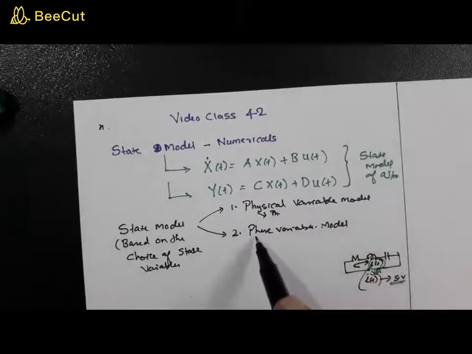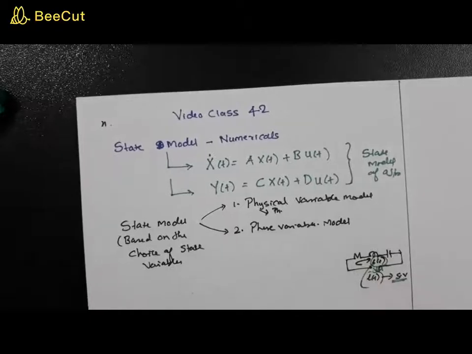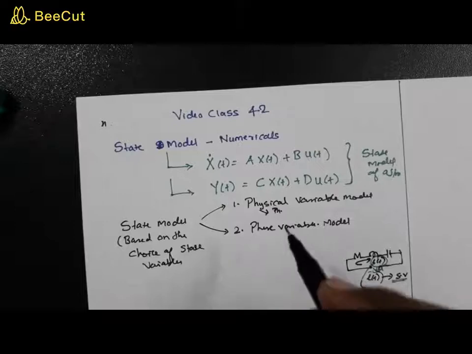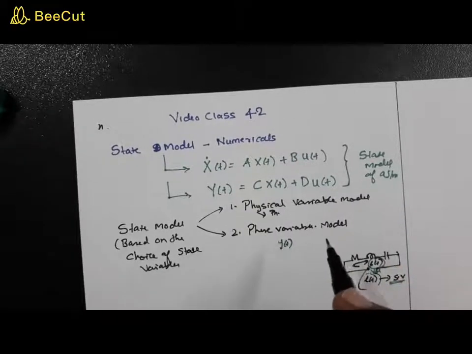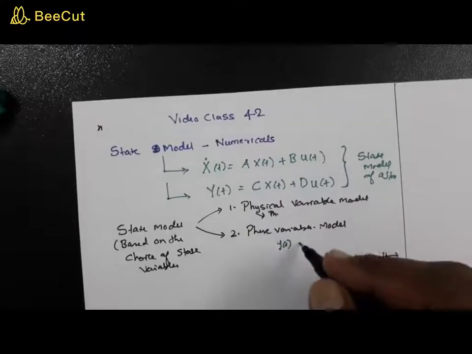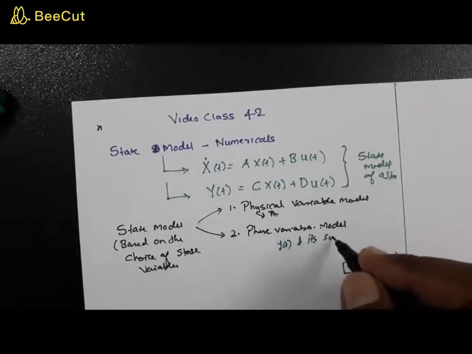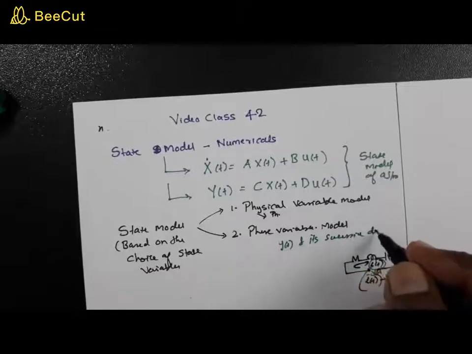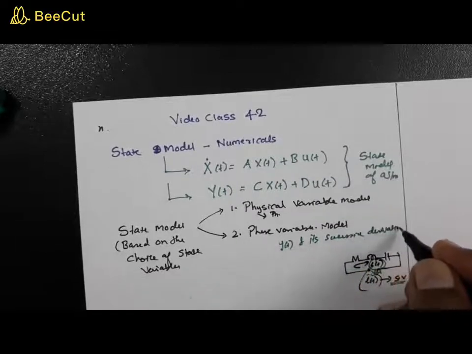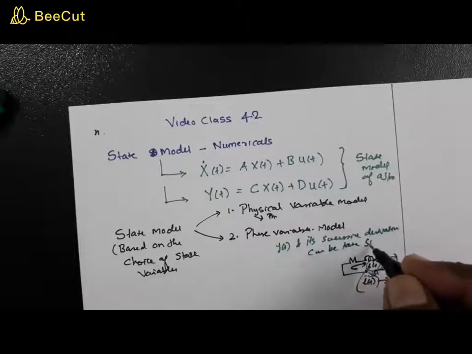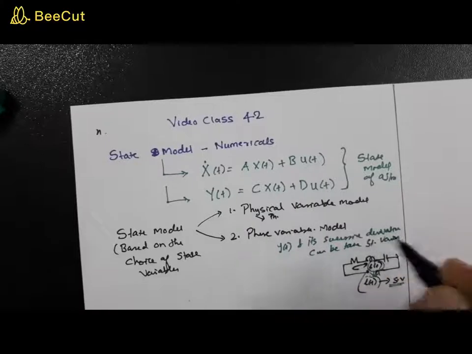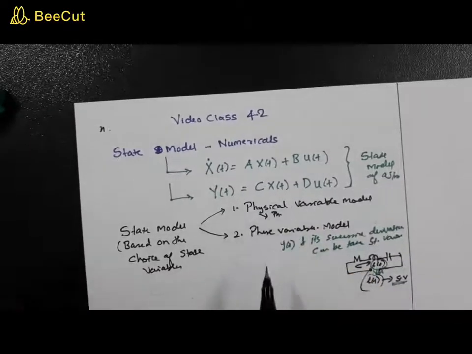Or there is another called the phase variable model. That is, if you are given a differential equation of an output variable, say y of t, as we have seen in the previous video, then its successive derivatives can be taken as the state variables. Based on this, you can have two different models: a physical variable model and a phase variable model.